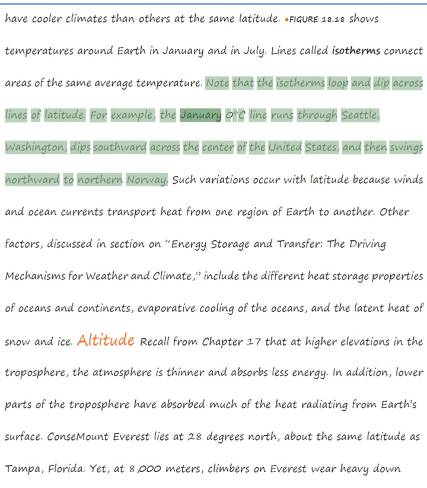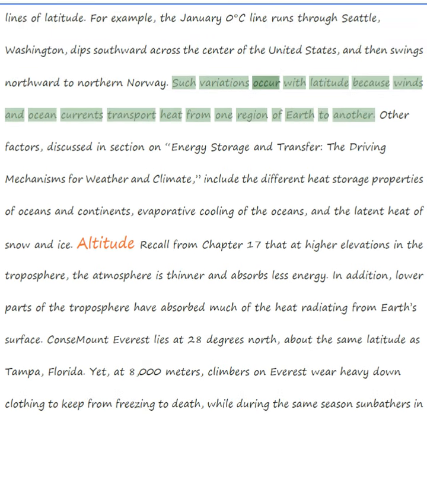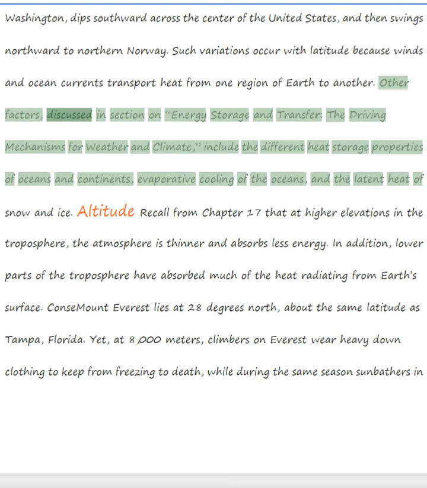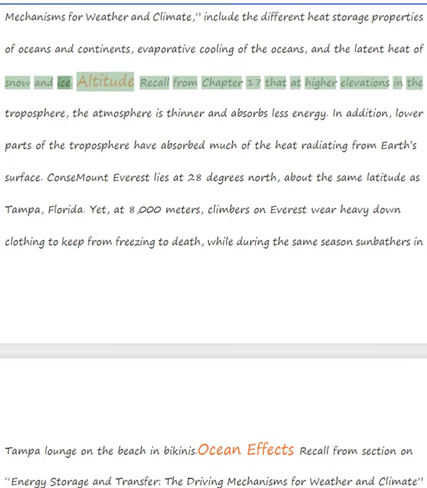For example, the January 0 degrees Celsius line runs through Seattle, Washington, dips southward across the center of the United States, and then swings northward to northern Norway. Such variations occur with latitude because winds and ocean currents transport heat from one region of Earth to another. Other factors, discussed in the section on energy storage and transfer, the driving mechanisms for weather and climate, include the different heat storage properties of oceans and continents, evaporative cooling of the oceans, and the latent heat of snow and ice.